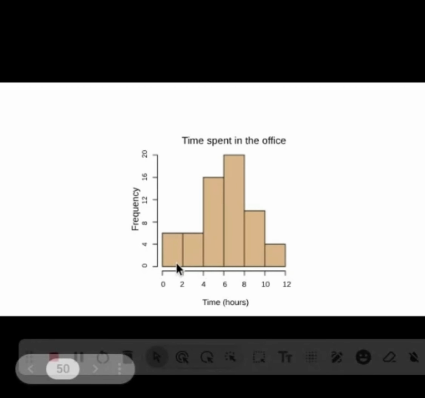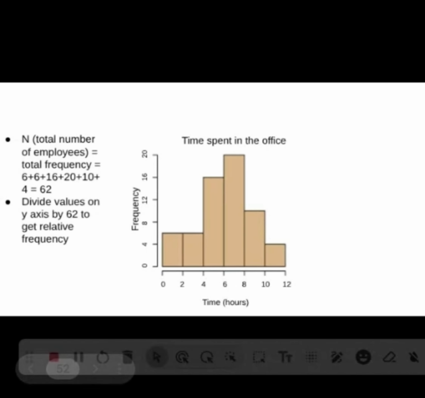How do you get the relative frequency for this histogram? You divide these values on the y-axis by the population size n, the total number of employees. How do you know what n is? It's the sum of the total frequency. So you count the heights of each bin, 6 plus 6 plus 16 plus 20 plus 10, right? It's between 8 and 12, plus 4 equals 62. Total number of employees is 62. So to get the relative frequency, divide all these values on the y-axis by 62.